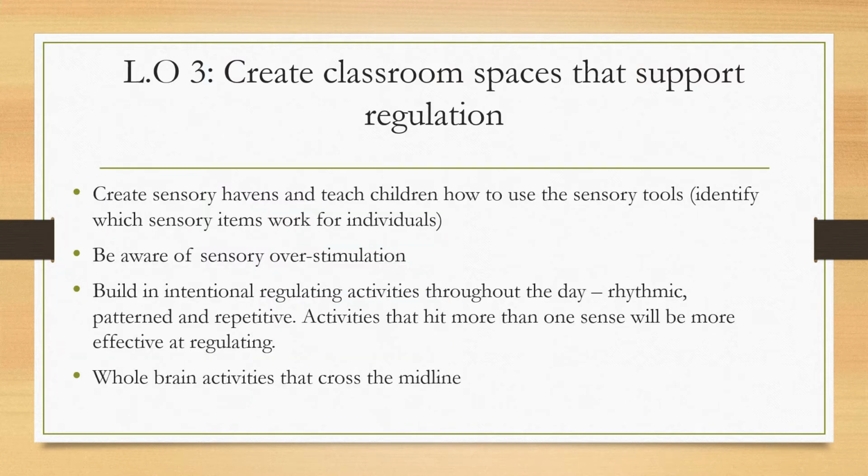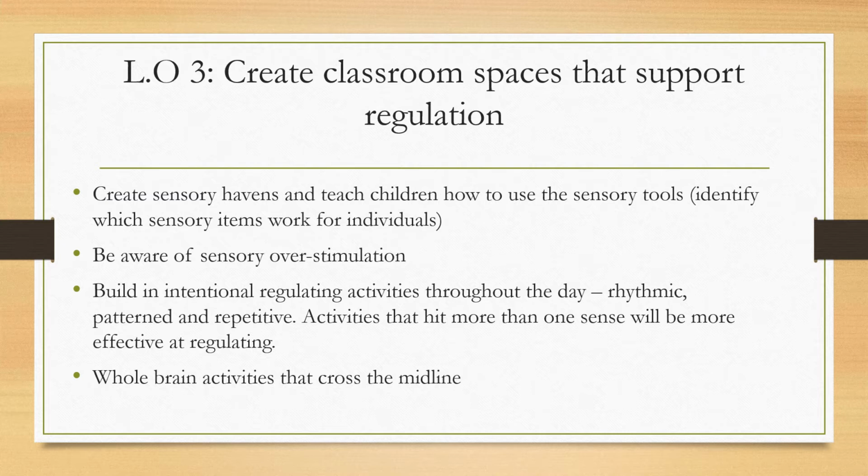The third learning objective was to create classroom spaces that support regulation. You need to create sensory havens and teach children how to use the sensory tools before they are dysregulated. So identify which sensory items work for individuals. I encourage you to do this for yourself as well. Things that I like, that I find calming, other people hate. So do not assume that the children will like everything that you like, or that they will like it because the other child liked it. Unfortunately, it's not that easy.